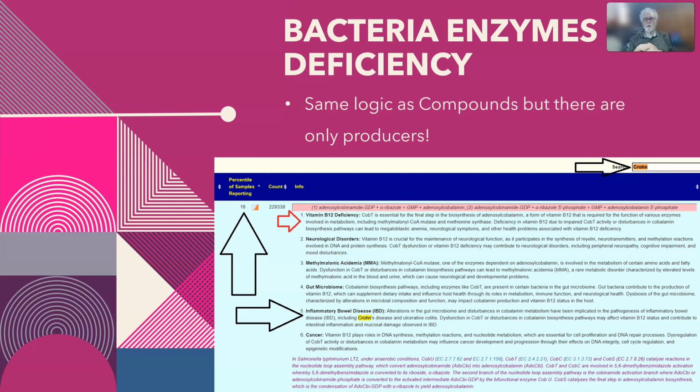In this case, again, we're looking at Crohn's, and we find that vitamin B12 deficiency can happen if this enzyme is too low, in which case the rational thing to do is go and take a vitamin B12 supplement. Remember, the site gives you suggestions for dosages.